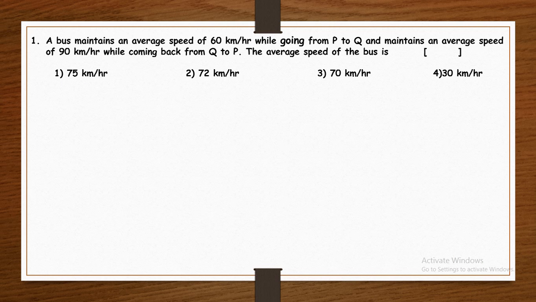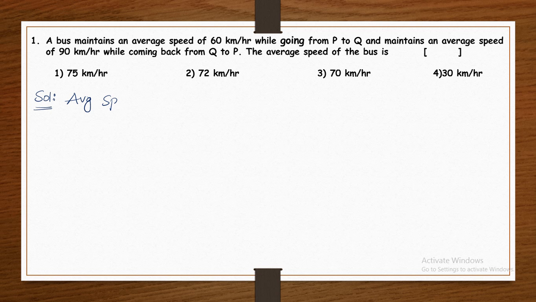Question number 1. A bus maintains an average speed of 60 km per hour while going from P to Q and maintains an average speed of 90 km per hour while coming back from Q to P. Then the average speed of the bus is. It's asking you to find out the average speed of the bus. To find it, first of all we need to know the formula.